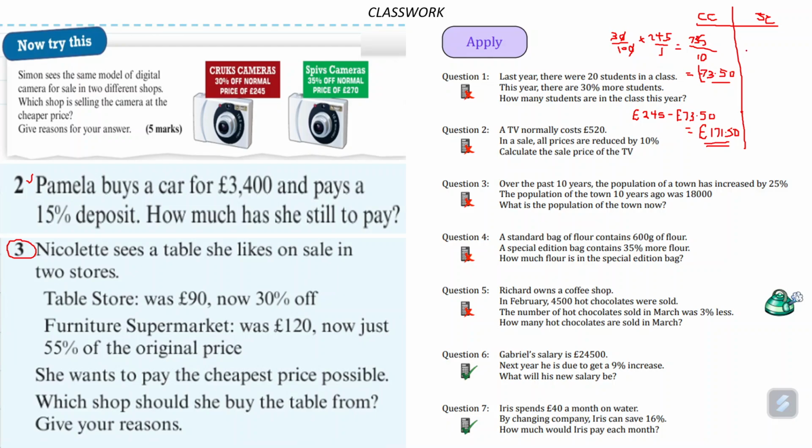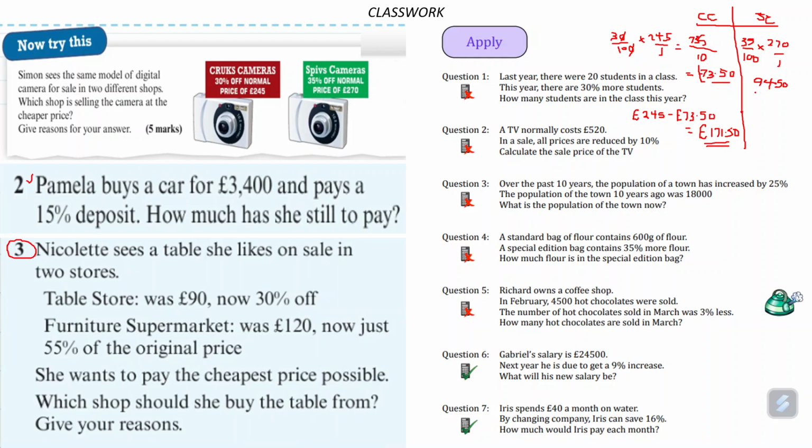So let's look at how much he will be paying if he buys it from Space Camera. Space Camera is saying 35% off the normal price of 270. So 35% of the normal price will be 35 over 100 times 270 over 1. If you multiply 35 times 270, you'll be having 9,450.